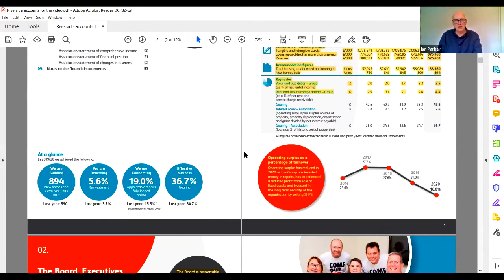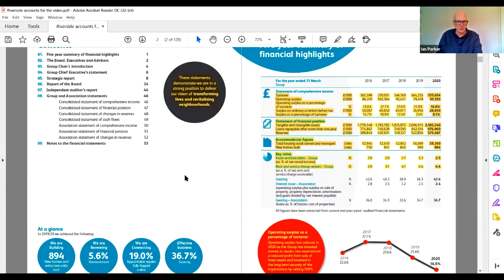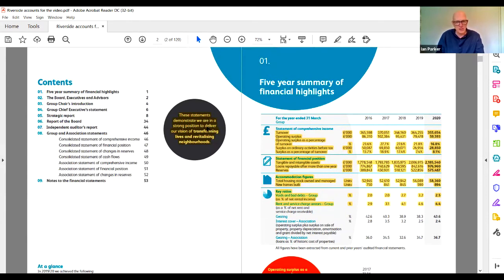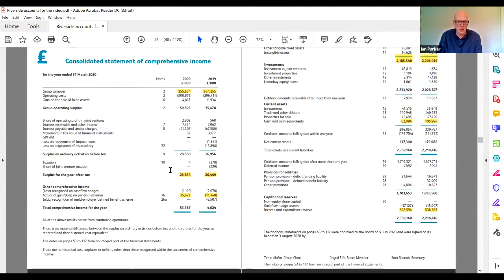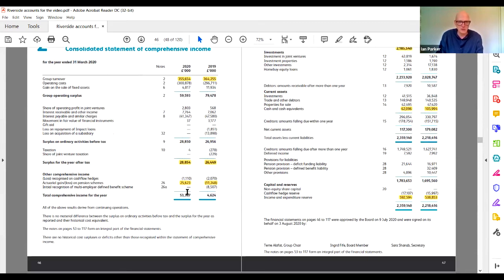If you want more detailed information about the financial statements, you look to the notes that accompany them. Let's go and have a look at those main statements. Here we have the consolidated statement of comprehensive income. I'm going to pick on only a few items here, but as you can see there, it's saying in 2020 turnover was 355 million, nearly 356, and the surplus overall for the year after tax was 28.5 million. Adjustments on the pension scheme mean that the reported surplus was 54 million.